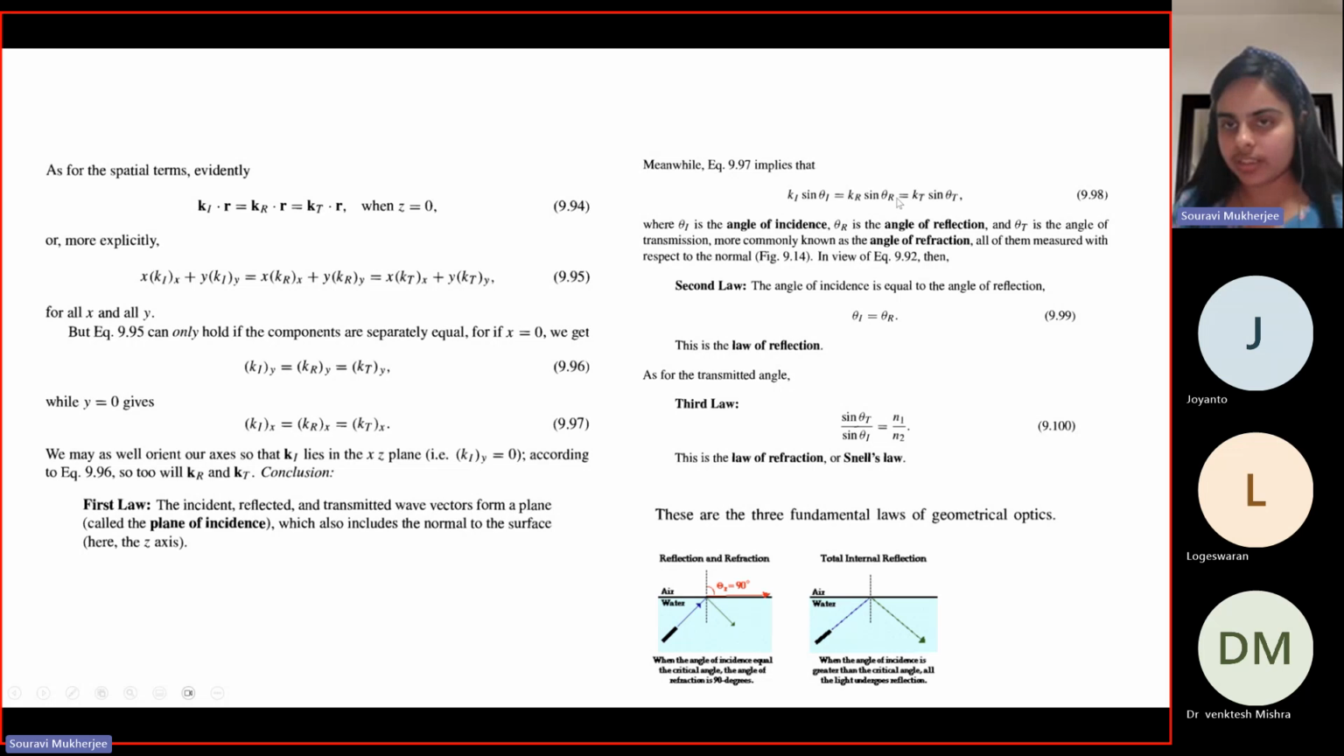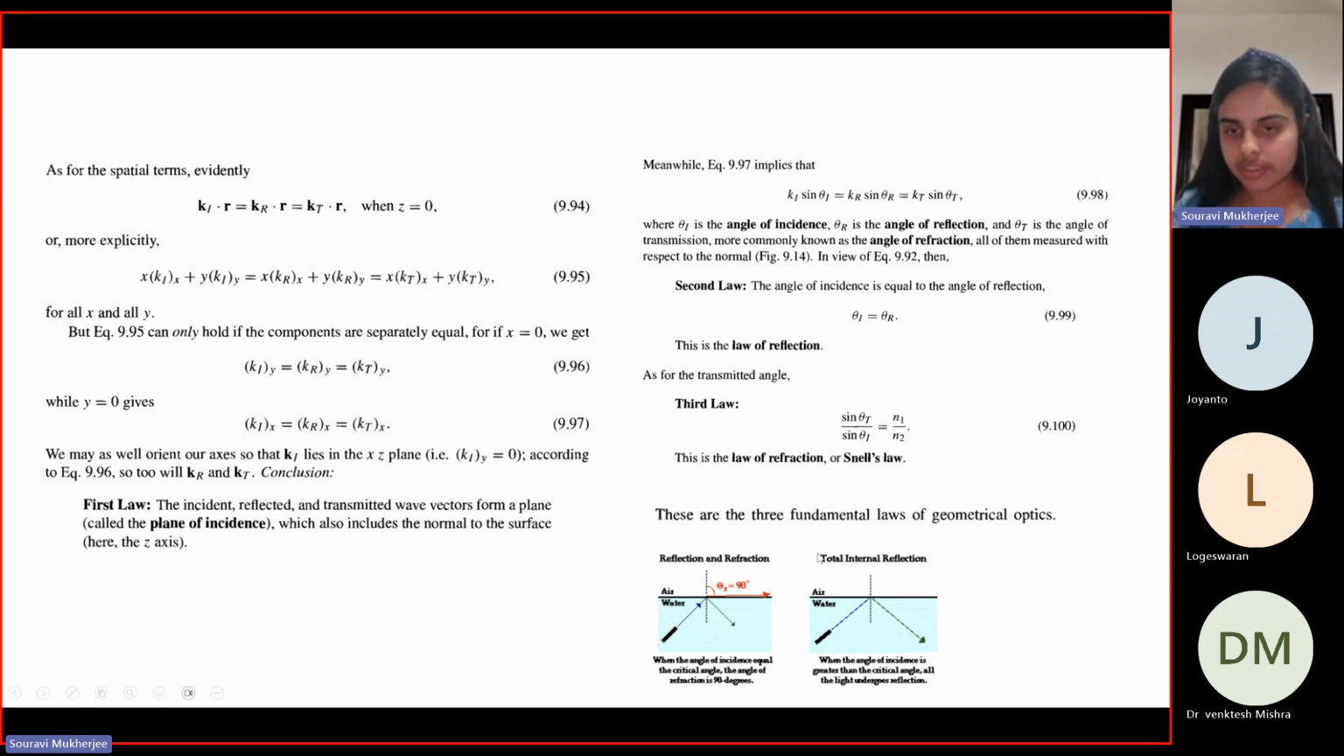We know that the angle of incidence should be equal to the angle of reflection, and the same expression is what we derive here, because k1 should be equal to kr as the medium is the same. And now if you compare k1 sine theta 1 with kt sine theta t, you finally get Snell's law. So basically what we have derived till now are the fundamental laws of geometrical optics.